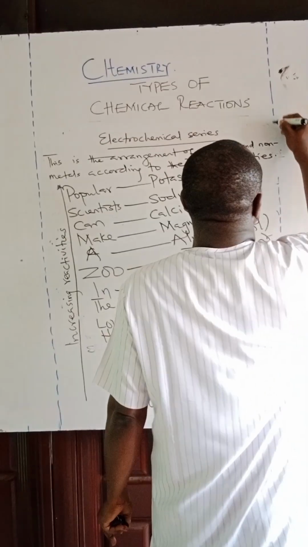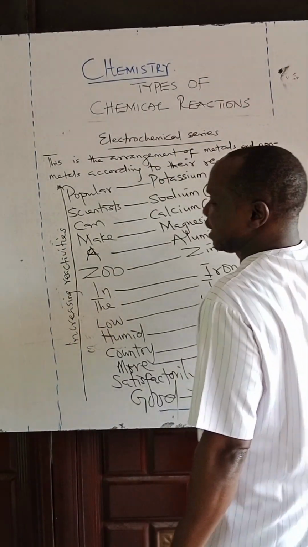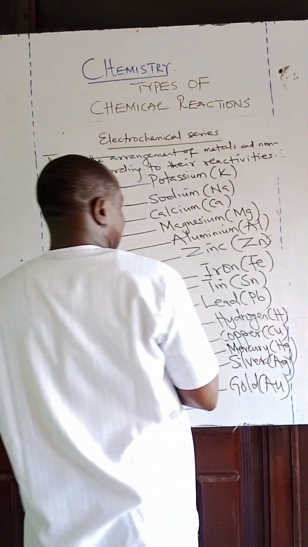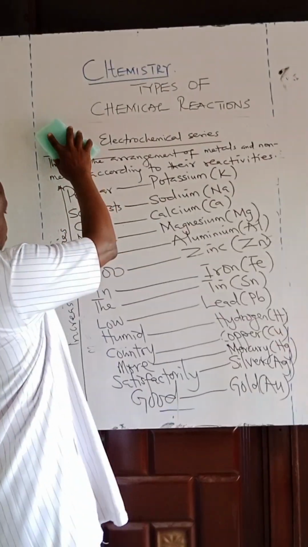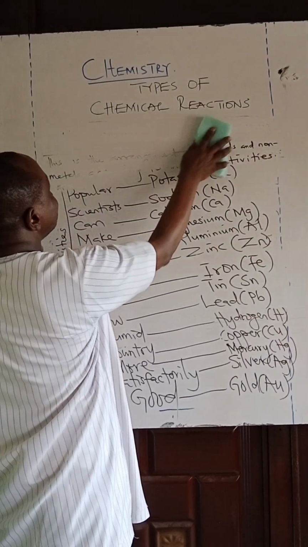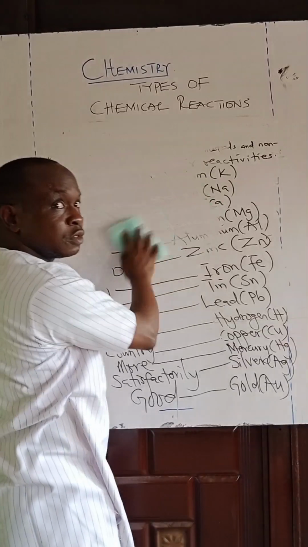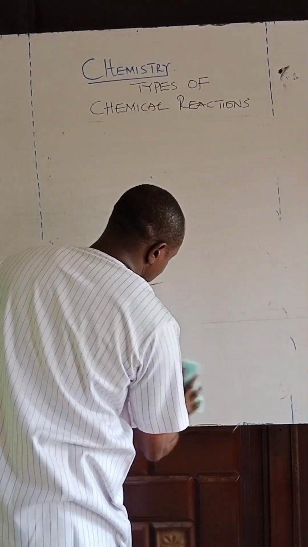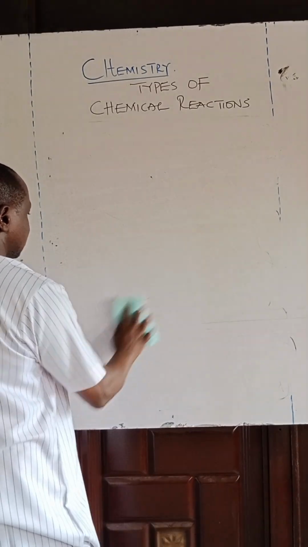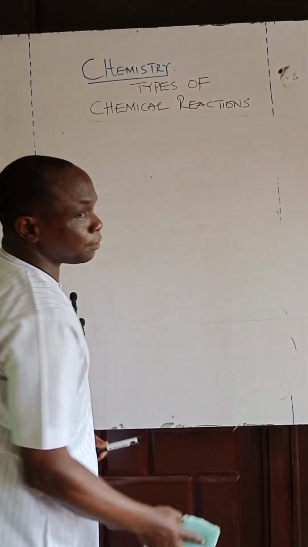So that type of reaction, we call it a displacement reaction. We are going to look at some more examples on that.